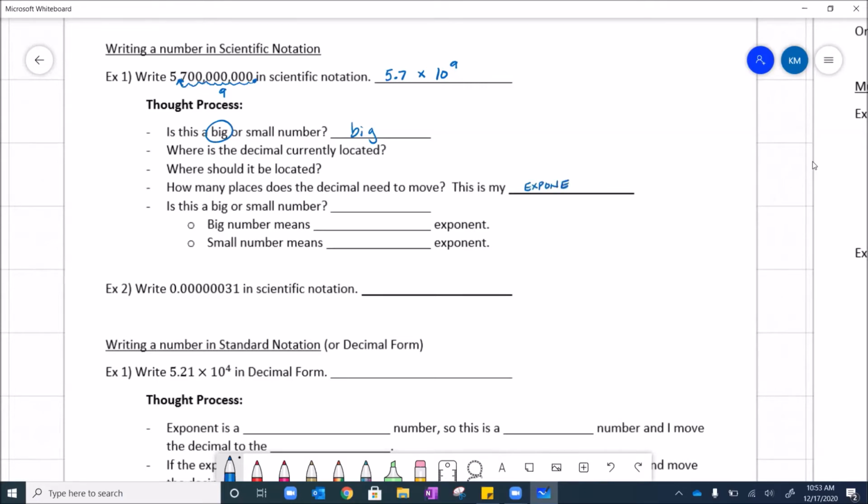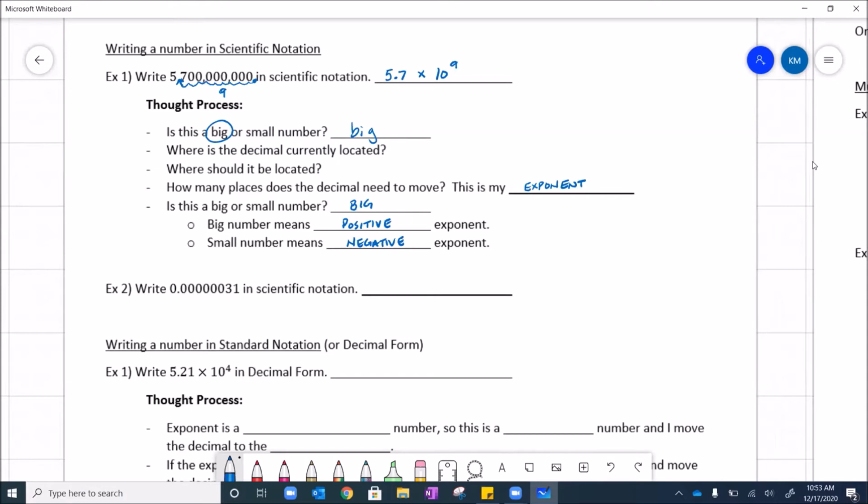Okay, and then that goes full circle back to that first question. Is this a big number or a small number? This is a big number in this case. If it's a big number, it means it's going to be a positive exponent. If it's a small number, it means it should be a negative exponent. Notice that positive and negative exponents don't change whether our number is positive or negative. It changes whether our number is large or small.